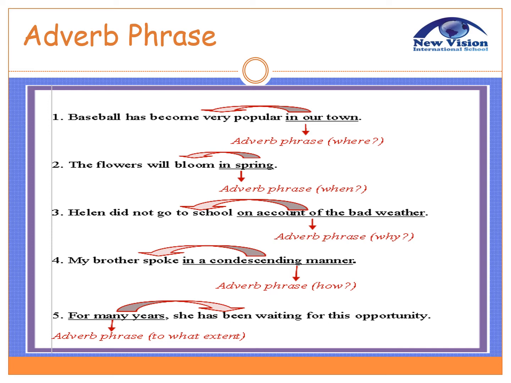The fourth one, my brother spoke in a condescending manner. It answers the question how. It describes the verb spoke. Number 5, for many years, she has been waiting for this opportunity. For many years is your adverb phrase. To what extent has been waiting, referring again to a verb.